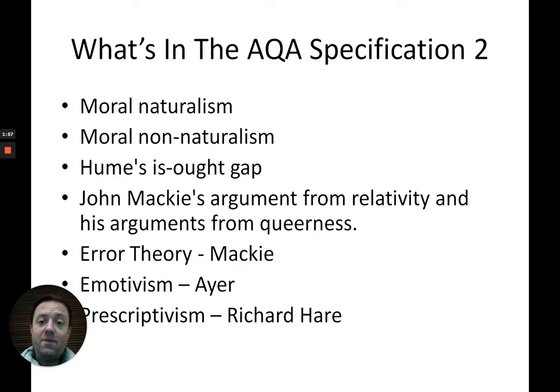And within all of this, here are some of the theories that we'll be looking at. Moral naturalism and moral non-naturalism. Both these can be counted in one way or another as realist theories. Hume's idea that you cannot derive an ought from an is. That's an irrealist idea. We'll be looking at John Mackie's argument from relativity and his argument from queerness. This is essentially an irrealist position and encompasses error theory as well. And we'll then be looking at emotivism and prescriptivism. I'm actually going to be starting with emotivism because it does make a good starting point for the rest of what we're going to look at.